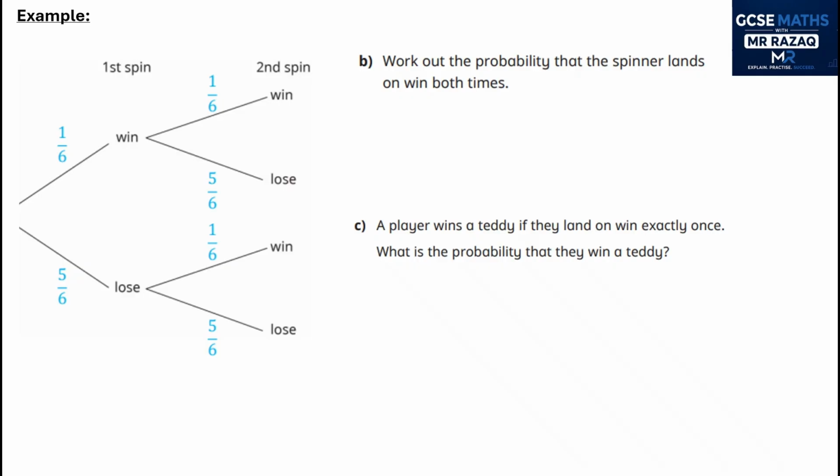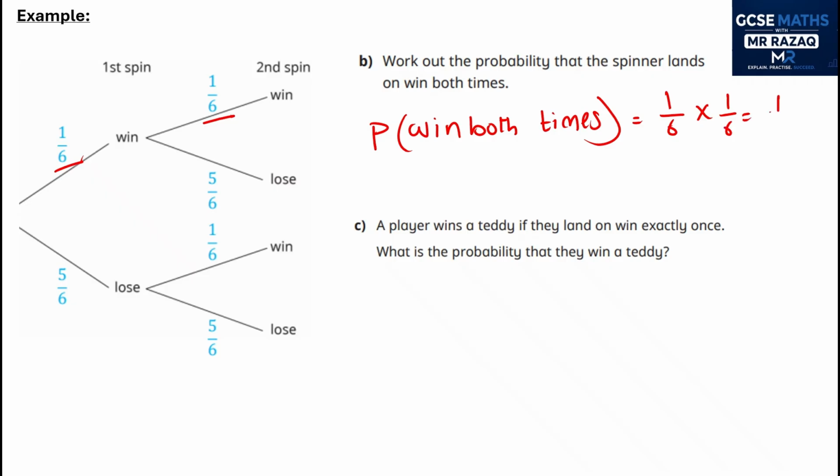Once you have all your probabilities in a tree diagram, let's look at part B. Part B is telling us to work out the probability that the spinner lands on win both times. So that would be the probability of win both times, which is 1 over 6 times 1 over 6. And that is equal to 1 out of 36.